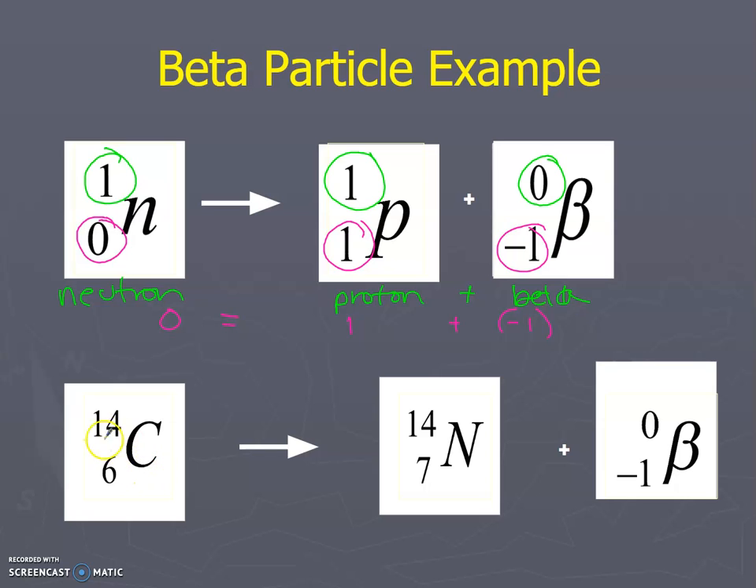Okay? Carbon 14. Yes, that's what we use for radioactive dating. Carbon 14 is equal to 14 plus 0. And 6 is equal to 7 plus negative 1. So again, 6 is equal to 7 plus negative 1. It's the same as saying 7 minus 1 equals 6.